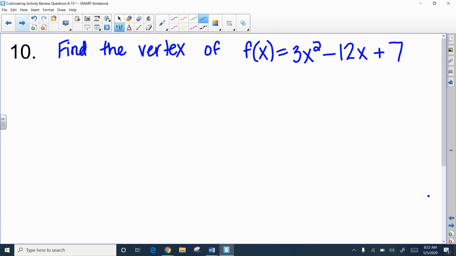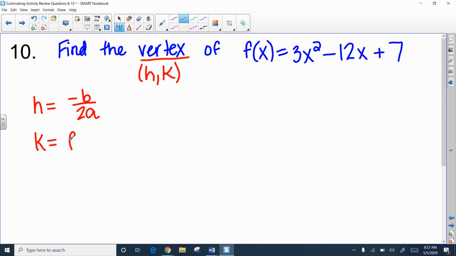All right, number 10, find the vertex of f of x equals 3x squared minus 12x plus 7. So this is a quadratic equation, and hopefully we remember the vertex is in the form (h, k), and there was a formula for us to find h. To find h, we're going to use negative b over 2a, and then once we know h, to get k, we plug h into our equation. So k equals f of h.